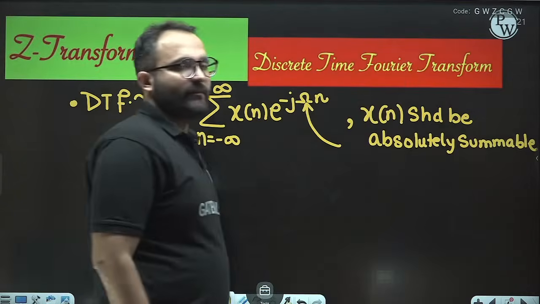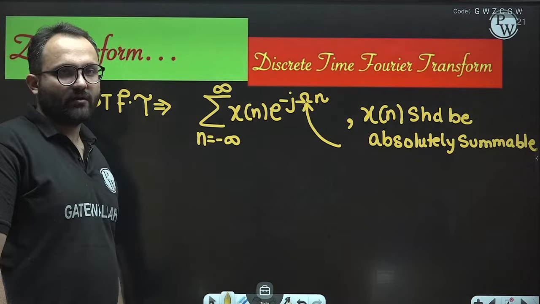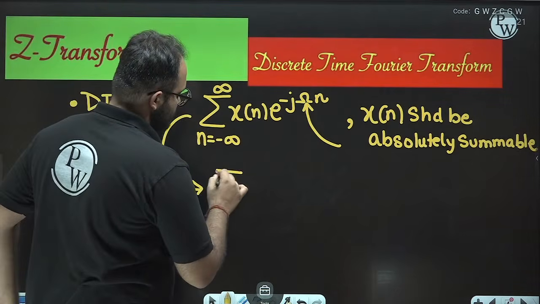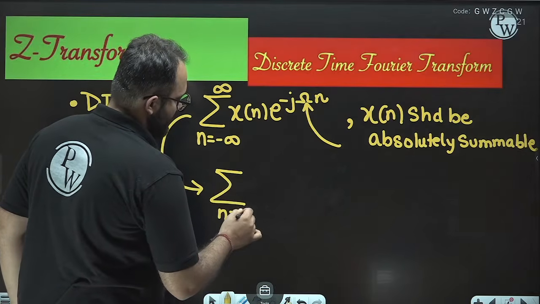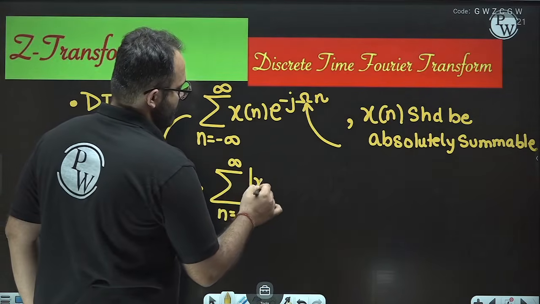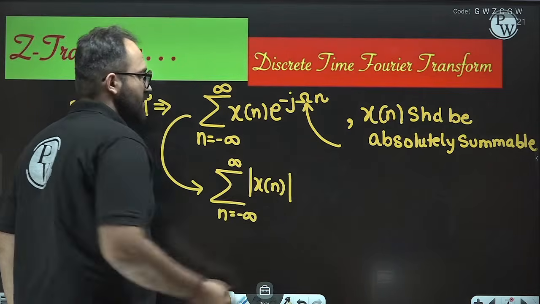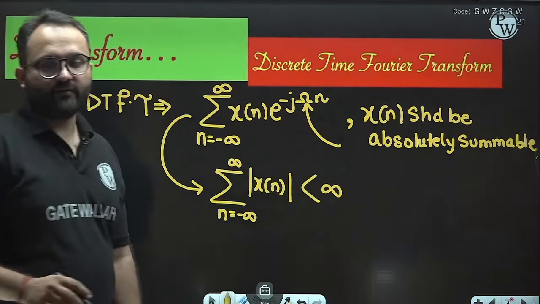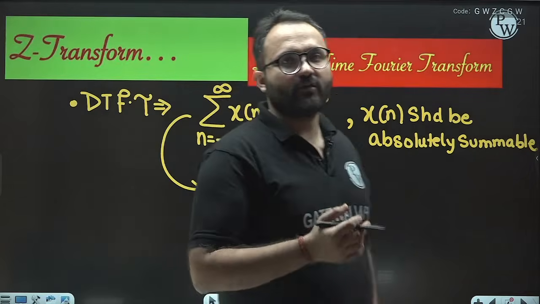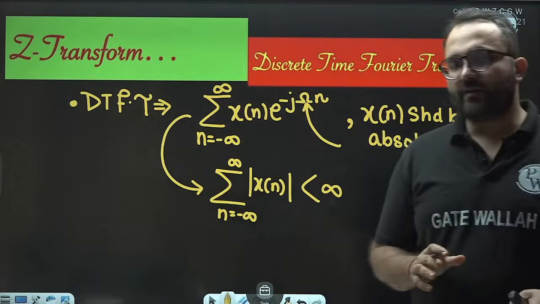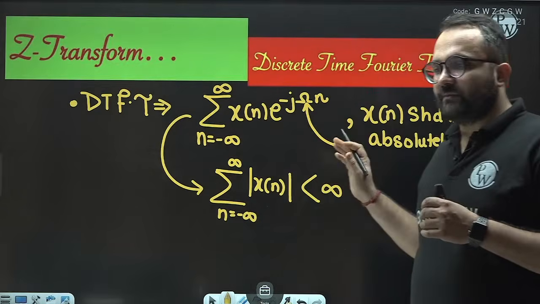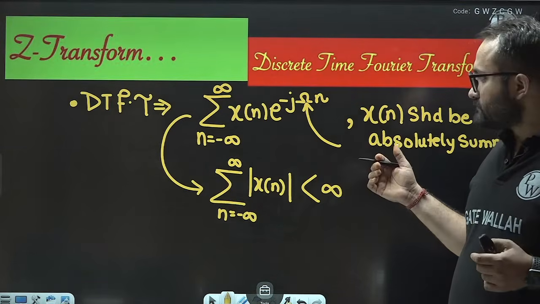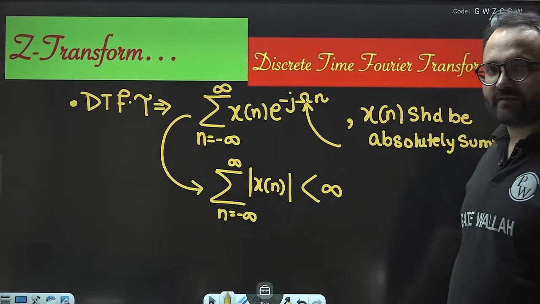x[n] should be absolutely summable. That is the condition; then only we can apply this formula. The sum should always be less than infinity. That is the requirement of this formula, otherwise this formula is invalid. We studied exactly the similar kind of formula in Fourier transform in continuous time. But there we had integration, here we have summation because it's a discrete signal.